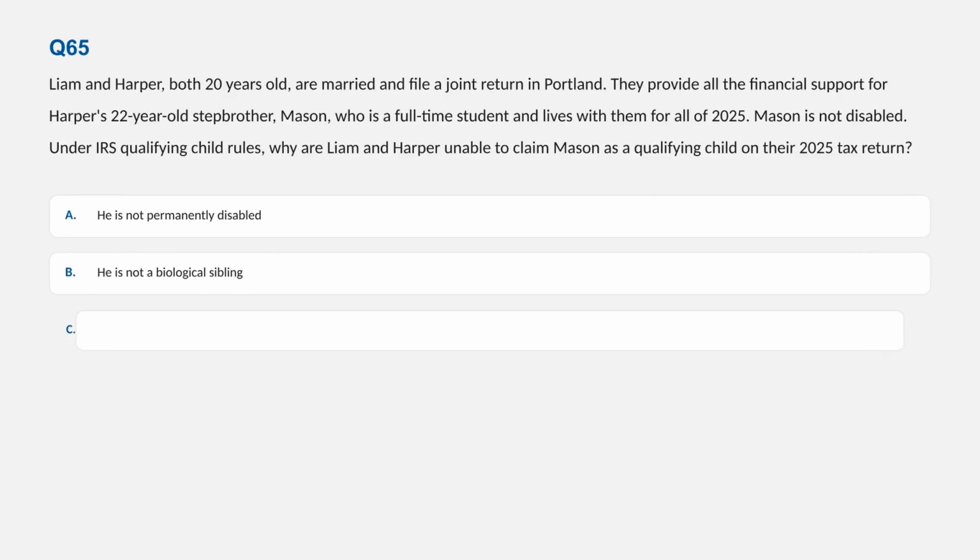Question 65. Liam and Harper, both 20 years old, are married and file a joint return in Portland. They provide all the financial support for Harper's 22-year-old stepbrother, Mason, who is a full-time student and lives with them for all of 2025. Mason is not disabled. Under IRS qualifying child rules, why are Liam and Harper unable to claim Mason as a qualifying child on their 2025 tax return? A. He is not permanently disabled. B. He is not a biological sibling. C. He is older than both taxpayers. D. He lacks a valid SSN.